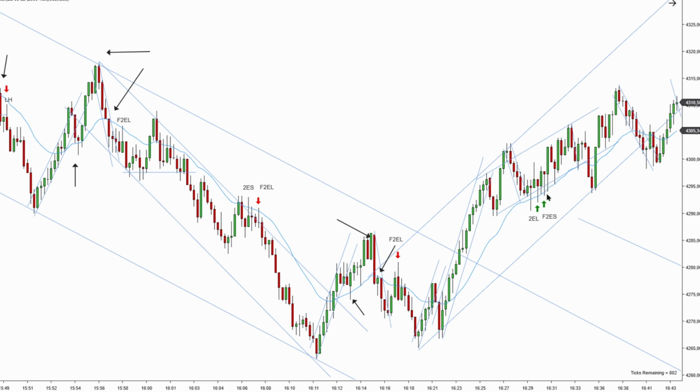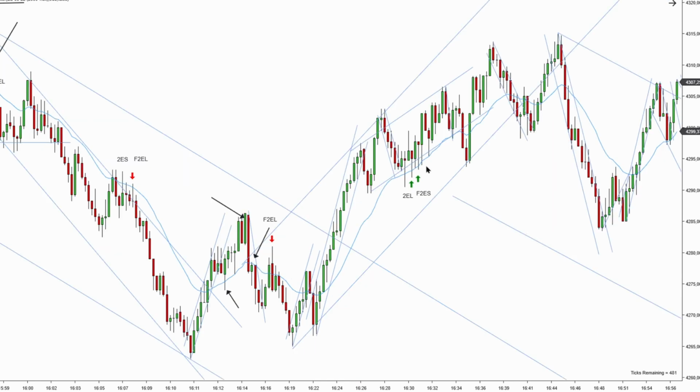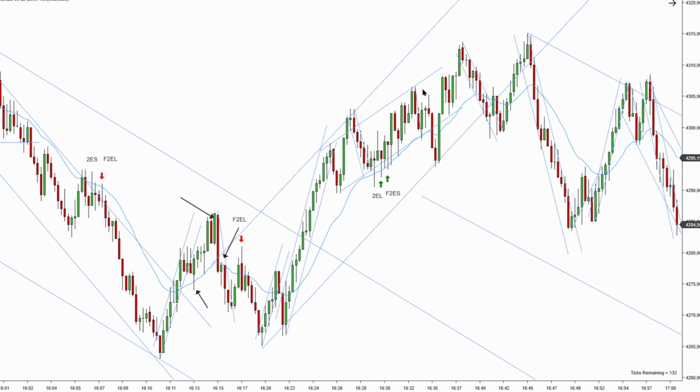You guys can see how nice the EMA holds. Failed second entry short. The bar is very bullish. There's a little bit of a bearish body, but the setup is very reversal bullish. Okay, so these are two nice high probability setups.